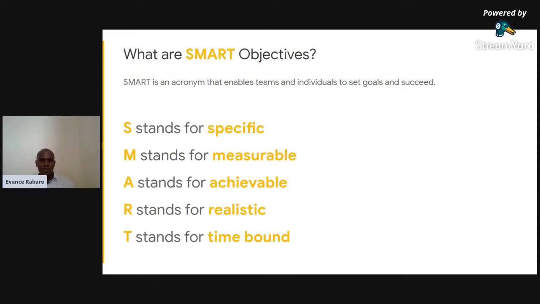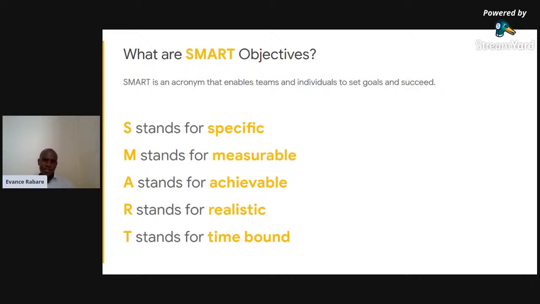S stands for specific, as I've just mentioned. So who, what, when, where, and how. You need to give your goals as much detail and thought as possible. M stands for measurable. How will you know your goals have been achieved? What metrics will you use? Metrics that show success. A stands for achievable. Do you have the skills, time, and resources to turn this goal into a reality?